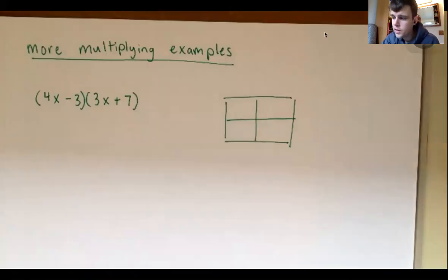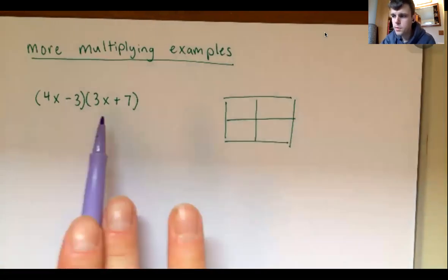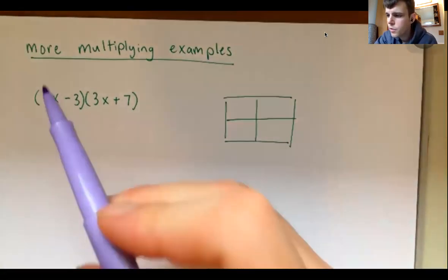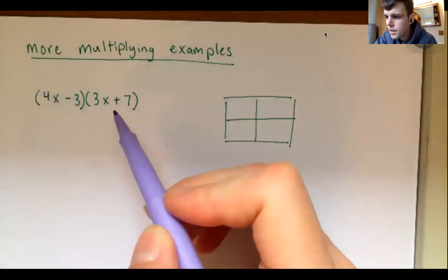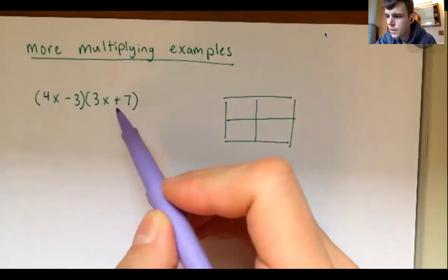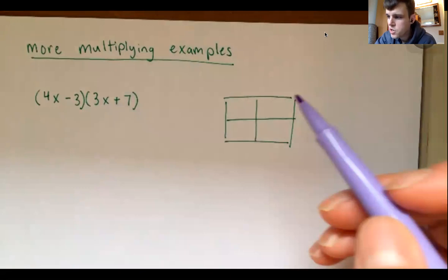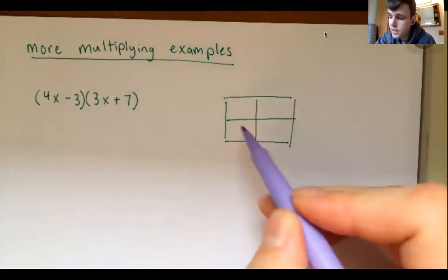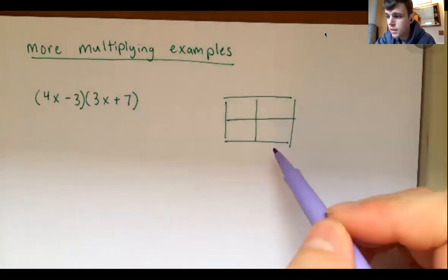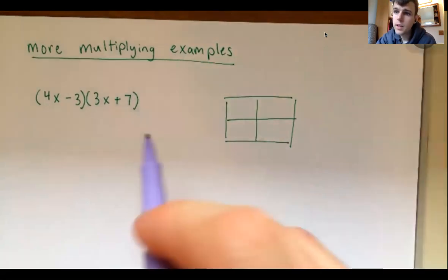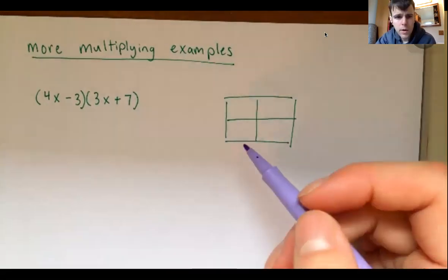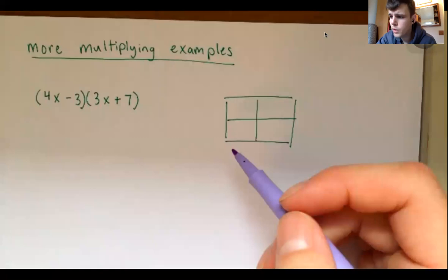All right, I just wanted to do some more examples, showing you a couple of the methods for multiplying these binomial type problems. So here we have 4x minus 3 times 3x plus 7. I'm going to show you how to use the generic rectangle or the box method to do that, but I'll also show it using the distributive property or what's called FOIL.